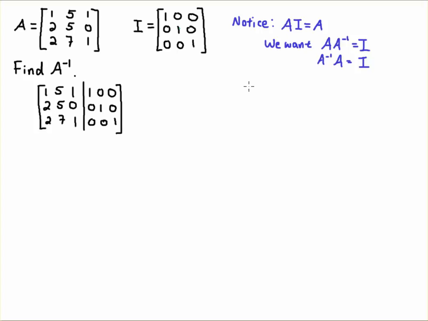Functionally, the way that most people interpret this or think of this is you put the identity matrix on the right-hand side of this augmented matrix, and then you perform elementary row operations to the left-hand side to make the left-hand side look like the identity matrix. And then the result, the matrix on the right-hand side, is the inverse matrix.